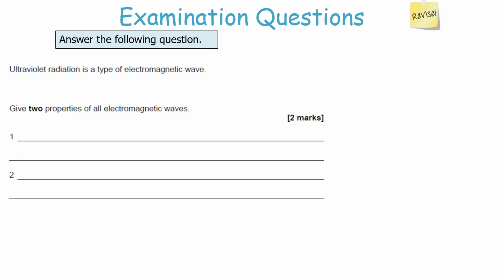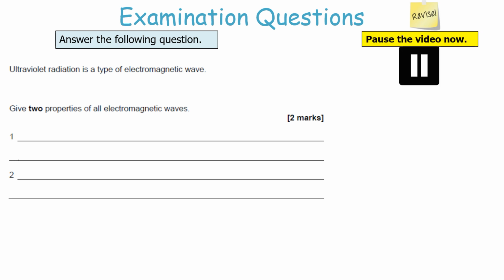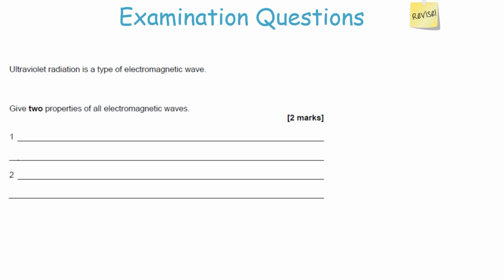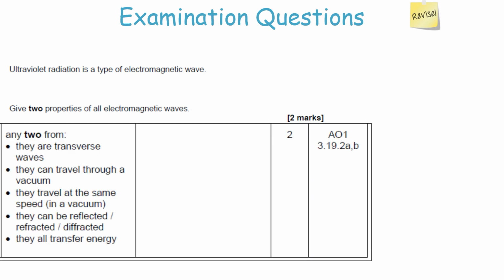So the next question says, ultraviolet radiation is a type of electromagnetic wave. So give 2 properties of all electromagnetic waves. So pause the video now, then unpause the video when you want to go through your answer. So like we said before, it's very important you can state the common features of all electromagnetic waves. So they're all transverse waves, they can all travel through a vacuum, they all travel at the same speed, they all transfer energy, and they all can be reflected, refracted and diffracted as well, because that's what all waves do as they transfer through mediums.